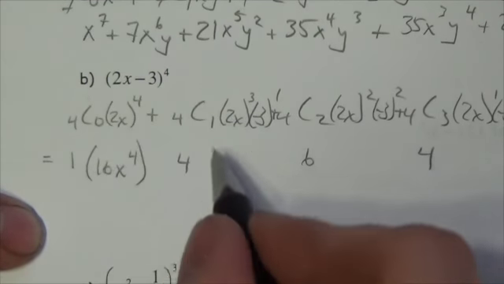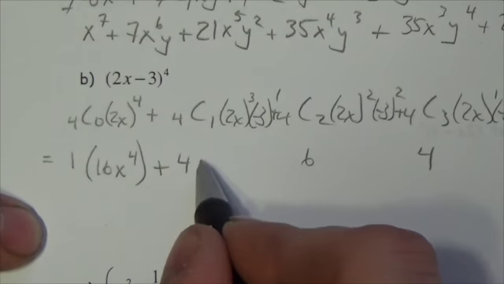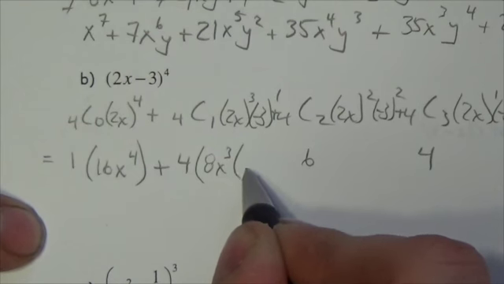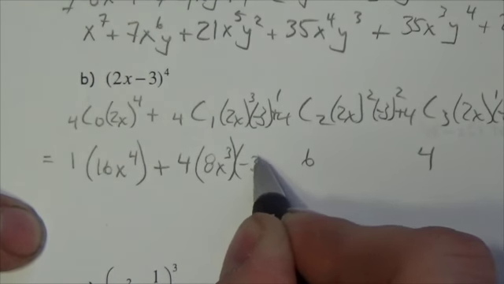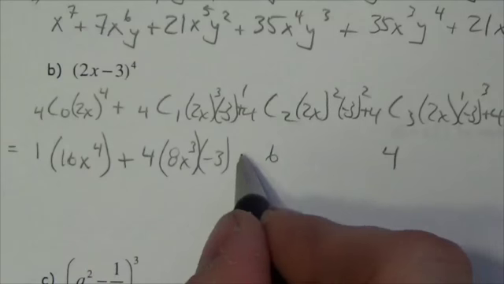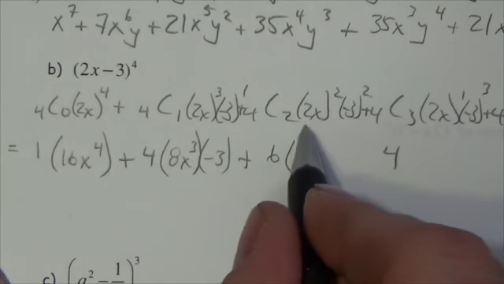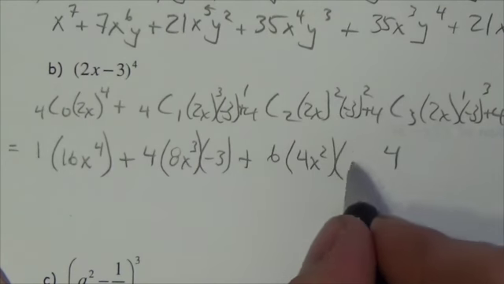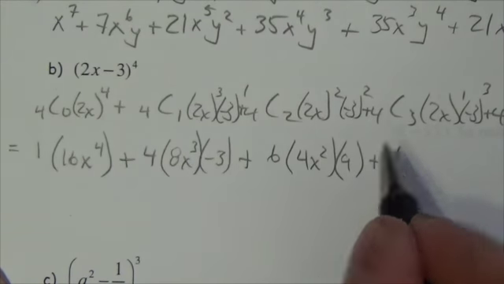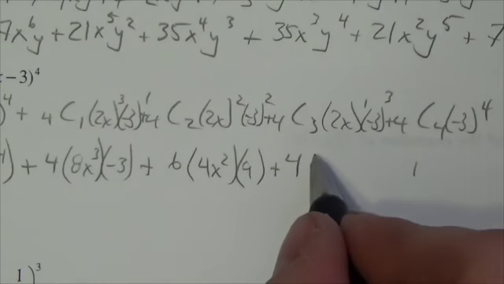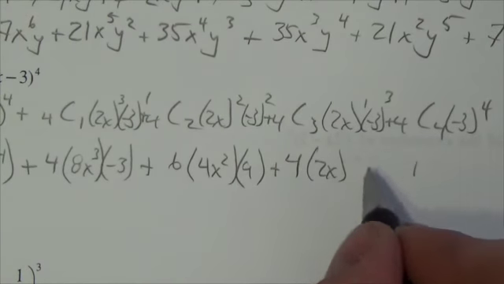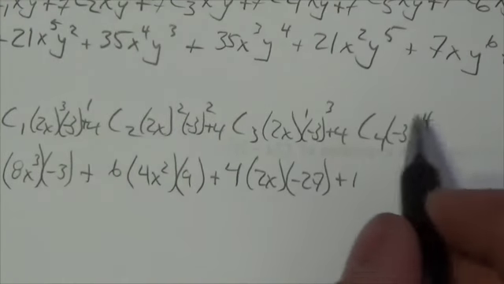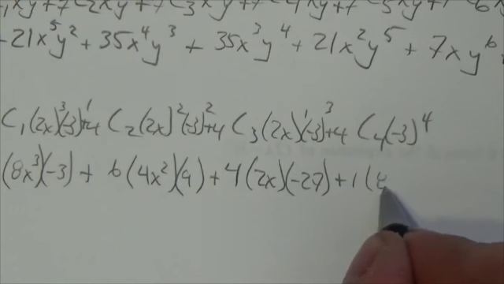Okay, that 4 will distribute through here. Plus, this is going to be 2x cubed will be 8x cubed. And then we're going to multiply by negative 3 to the 1. Okay, because we'll do that in a bit here. This will be 6. 2x squared will be 4x squared. Negative 3 squared is going to be positive 9. Then we've got 2x to the 1. This will just be 2x. Negative 3 cubed will be negative 27. And then out here, it's just negative 3 to the fourth, which will be positive 81.